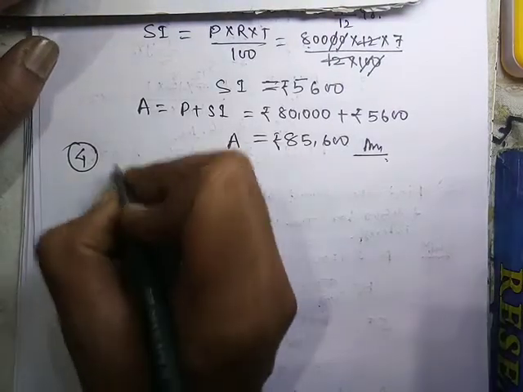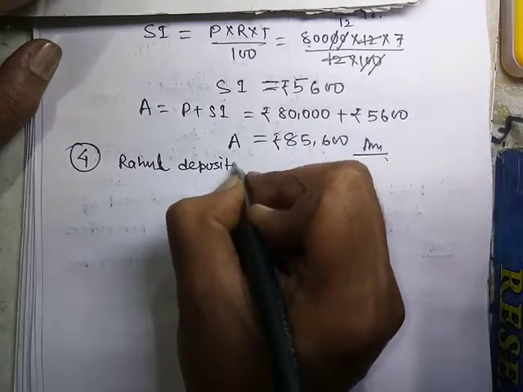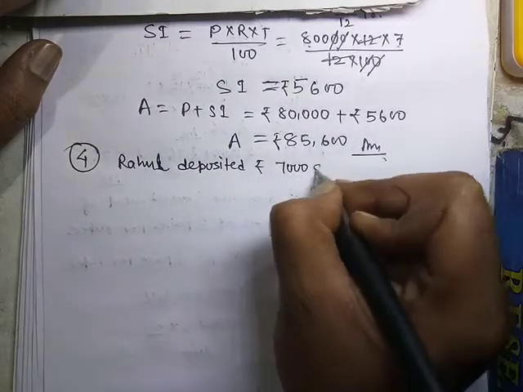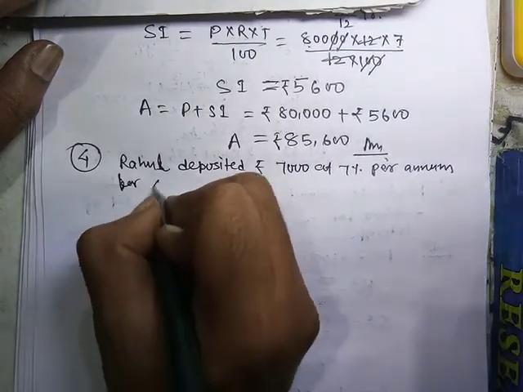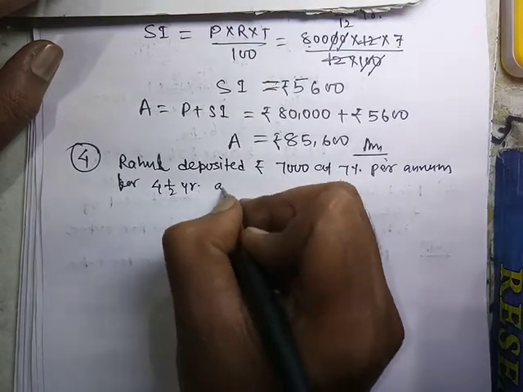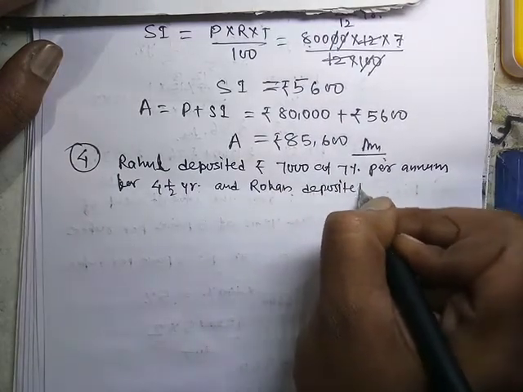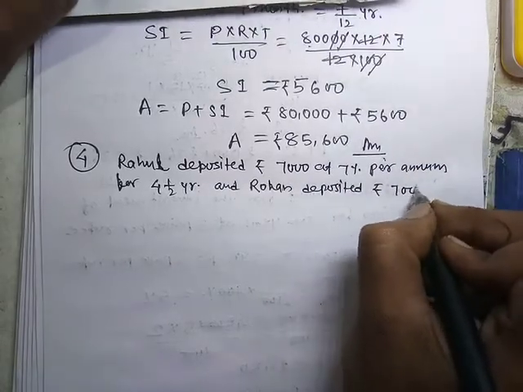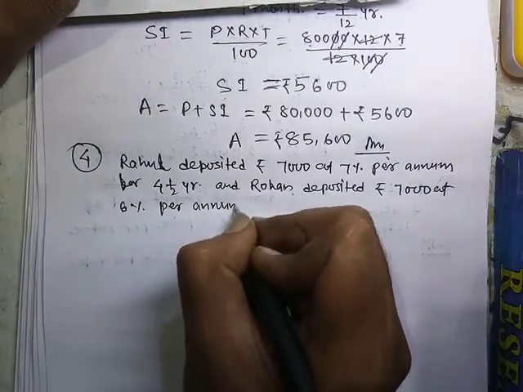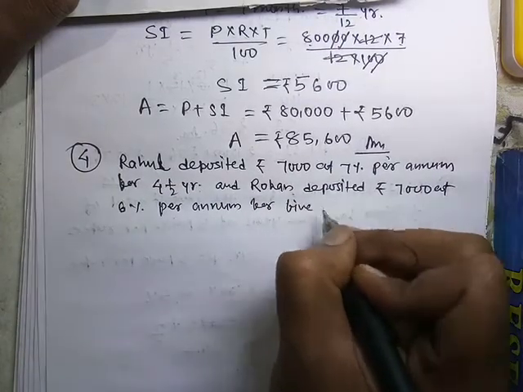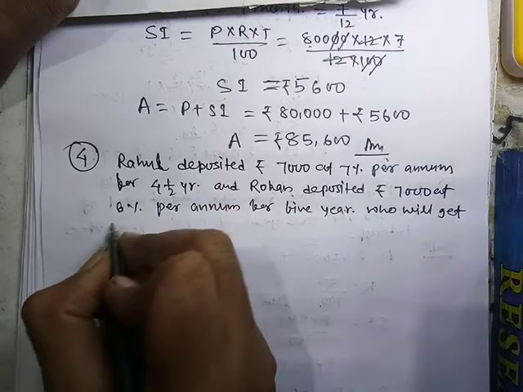Now in question number 4, the question is: Rahul deposited rupees 7,000 at 7% per annum for 4.5 years, and Rohan deposited rupees 7,000 at 6% per annum for 5 years. Who will get more interest?